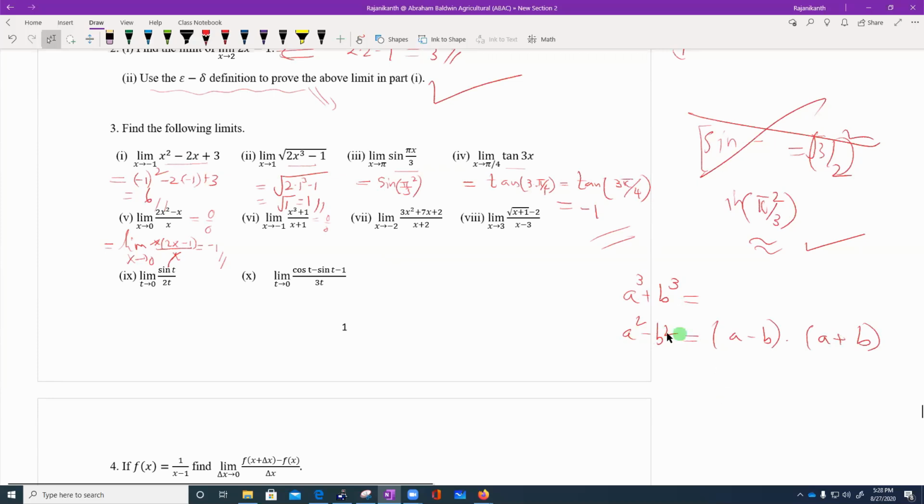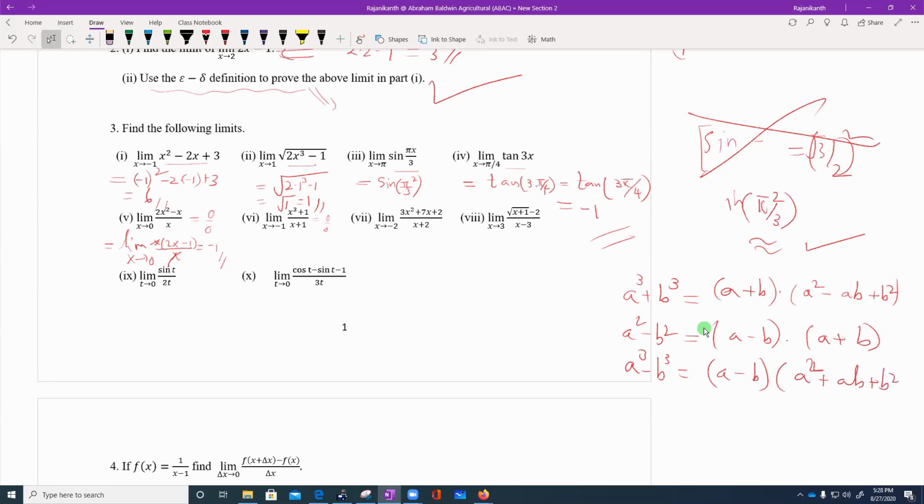Okay. If you factorize a cube plus b cube, it is a plus b times a squared minus ab plus b squared. You can write that down somewhere else today. You are going to learn a lot of basic things like this. I may give them from time to time. This is the easiest thing you have to memorize.